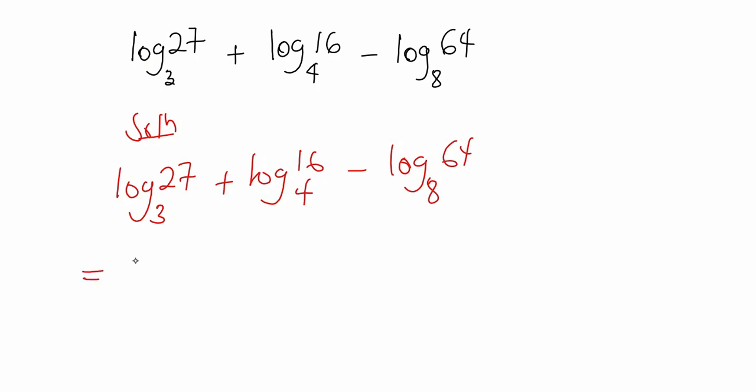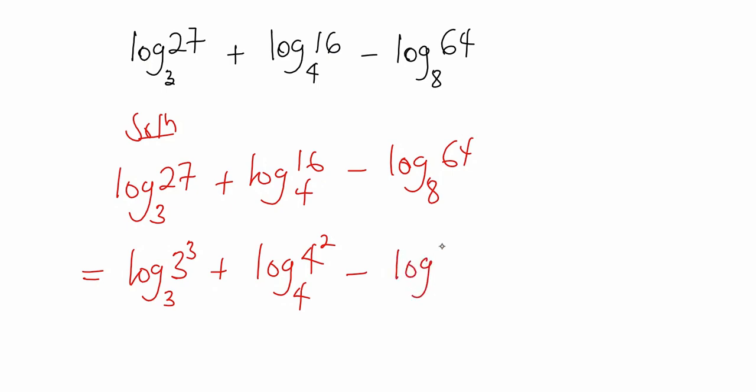Now we know 27 can be expressed as 3 exponent 3, so you have logarithm of 3 exponent 3 for 27, plus we also know that 16 can be expressed as 4 exponent 2, that is 4 times 4 base 4, minus, in the same way we can see 64 can be expressed as 8 exponent 2, that is 8 times 8 gives us 64.